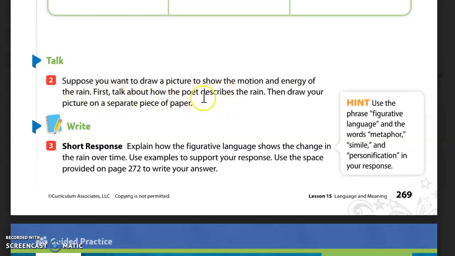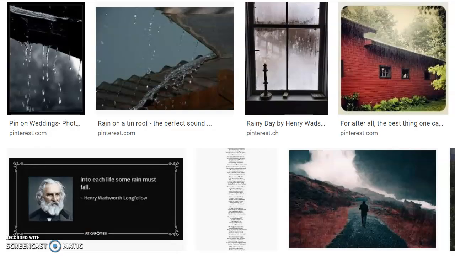I would recommend pausing this and sketching that out. You could sketch it out on notebook paper, or you could sketch it out on Google Draw. Just what you would draw as you were visualizing the rain. So I just Googled it to see what images popped up. And the tin roof thing, I was visualizing more this situation with the man inside, but also I guess this would be his perspective from inside.